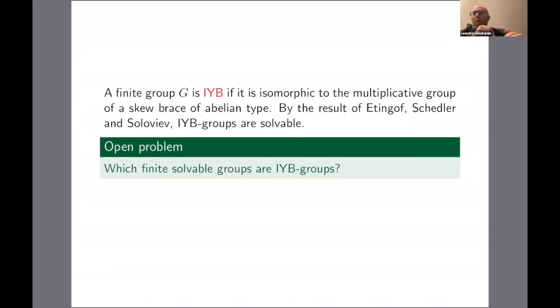So another problem is the following. We are going to say that a finite group G is an involutive Yang-Baxter group if it is isomorphic to the multiplicative group of a skew brace of abelian type. Maybe this terminology looks a little bit funny, but what you want to understand is which groups can appear as the multiplicative group of a brace, of a skew brace. But in order to make the problem more interesting and challenging, you just consider braces of nilpotent type or even of abelian type, okay?